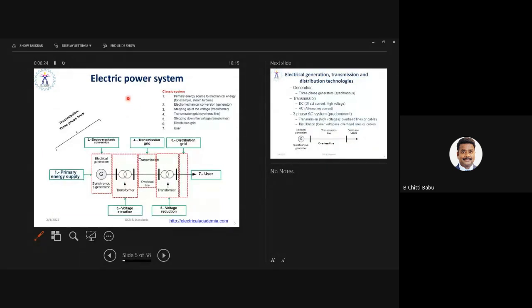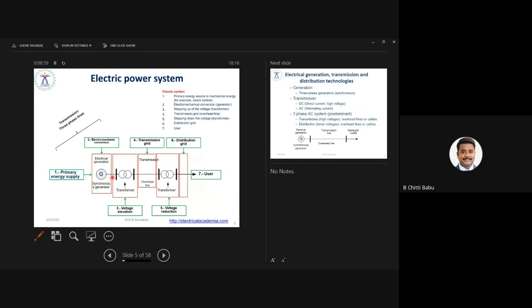As all of us know, the electric power system in the classical system has a primary energy source. It depends on the power plant, maybe hydro, thermal or nuclear, and we have the primary energy supplies, which are a source of mechanical power. That mechanical power is given to the synchronous generator. Here, electromechanical energy conversion takes place in the generator with Faraday's law, and we are able to generate electricity in the form of AC voltage and current.